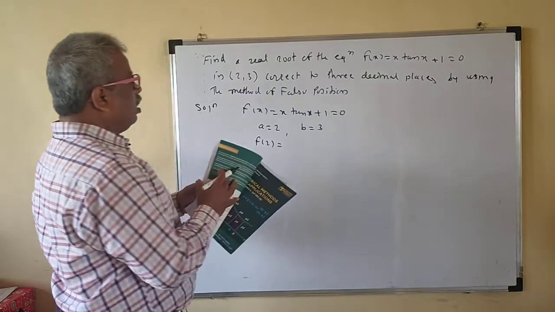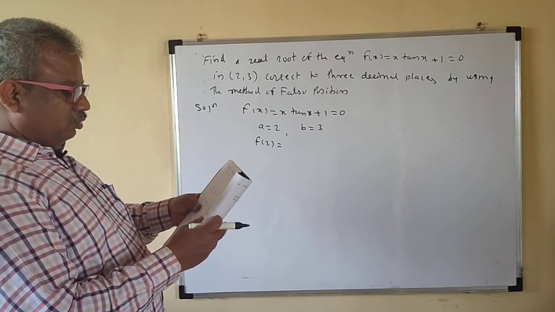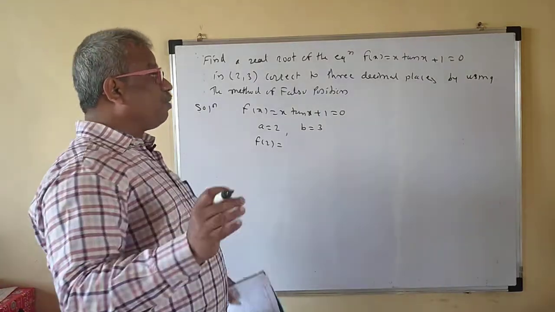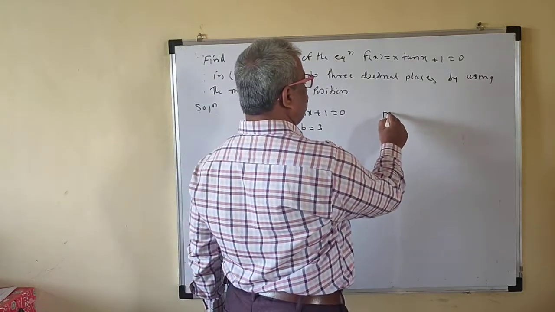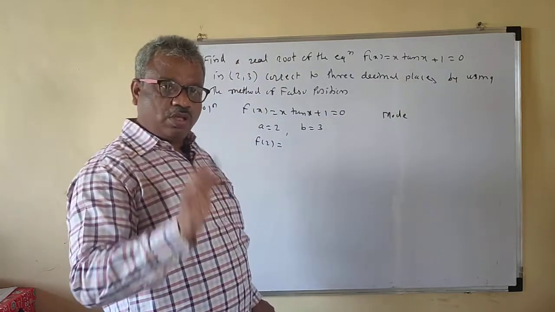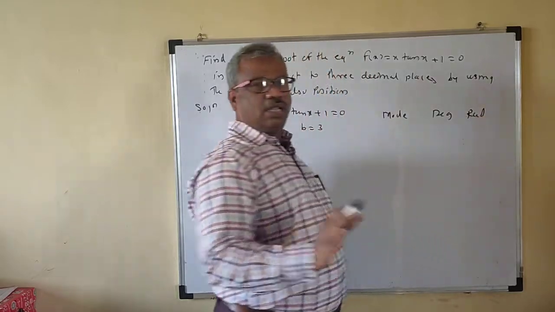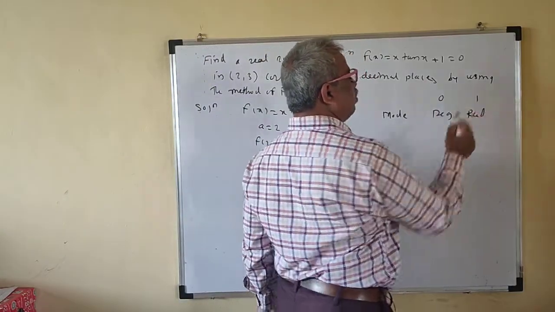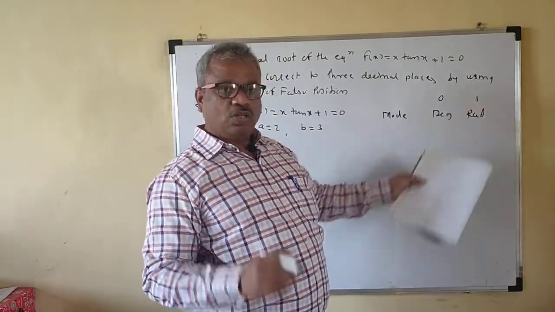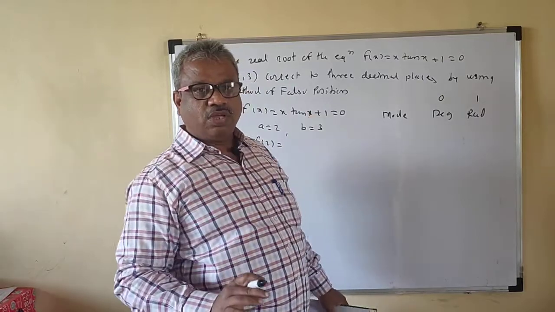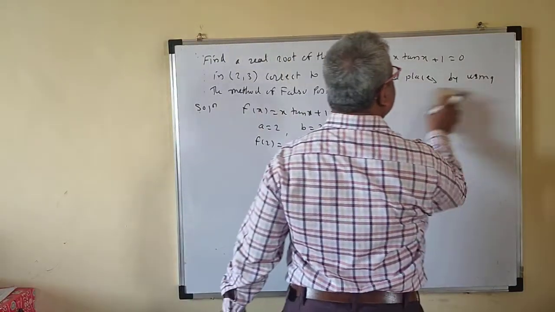It is very difficult to find this by hand, so f of 2 will be found with the help of the scientific calculator. See the mode on the calculator. Press it up to we get degree and radian. The digits are given here, 0 and 1. If radian is given 0, just press 0. Then your calculator is converted into radian measure and you can find the value.